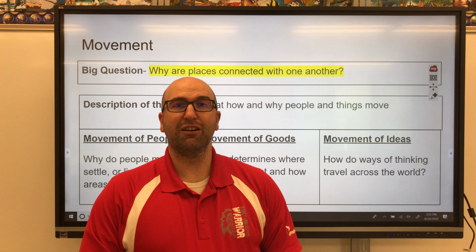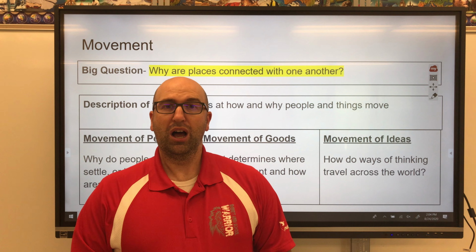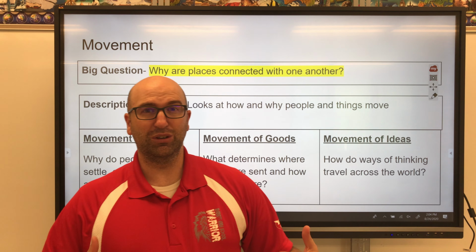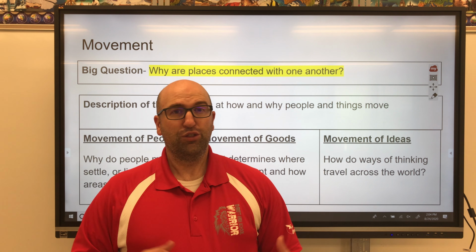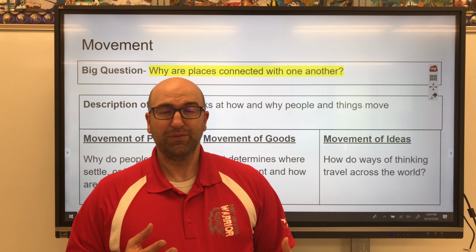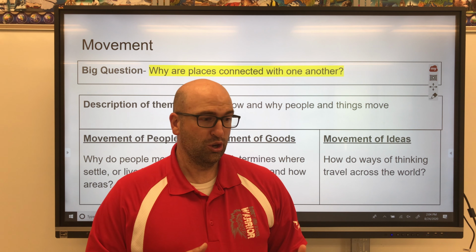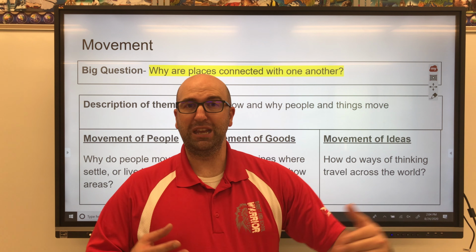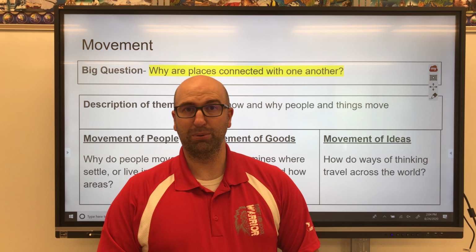And the movement of ideas. How do ideas travel around the world? In today's day and age, it's very easy with the internet and social media for ideas to travel throughout the world instantly. But previously, it would be either through speeches, or you could have written works that people would then read for these ideas to travel from one place to another.